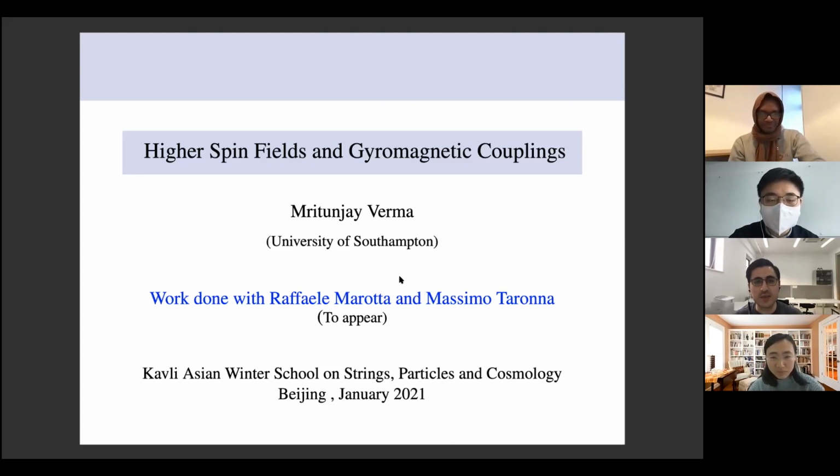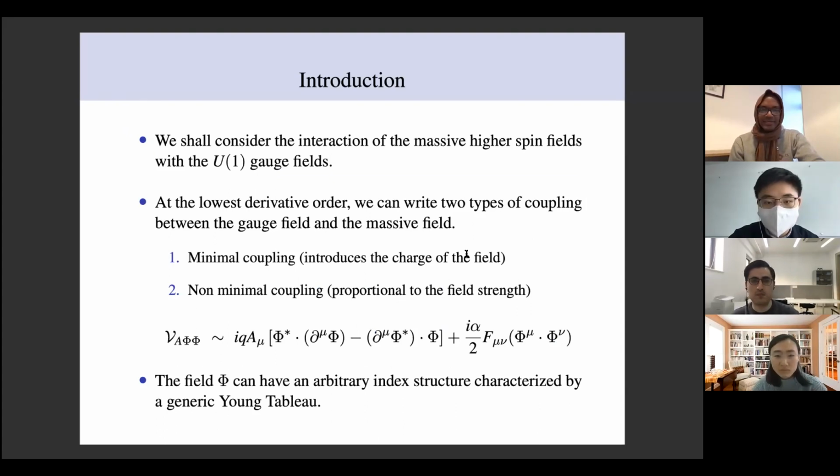The first speaker is Mrityunjay Verma from the University of Southampton, who will tell us about higher spins and gyromagnetic couplings. Let me begin by thanking the organizers for giving me this opportunity to talk about this work. This is work done with Raffaele Marotta and Massimo Taronna. I shall be talking about the interaction of massive higher spin fields with the U(1) gauge fields.